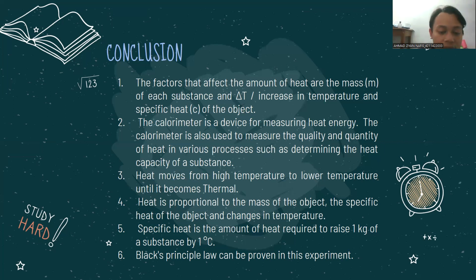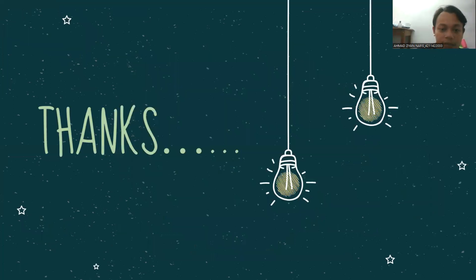3. Heat moves from high temperature to low temperature until it becomes thermal equilibrium. 4. It is proportional to the mass of the object, the specific heat of the object, and change in temperature. 5. Specific heat is the amount of heat required to raise 1 kilogram of a substance by 1 degree Celsius. 6. Black's principle law can be proven in this experiment.